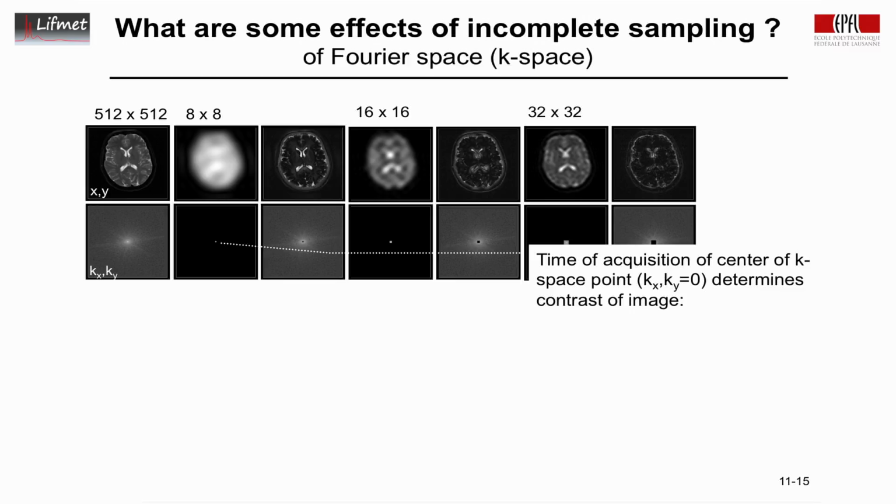Now, the one thing that we have to bear in mind is that the center K-space point determines the contrast of the image. And this comes from the center of K-space, that's S00, Kx and Ky equals 0, given by this expression here with Kx equals 0 and Ky equals 0. So this is the Fourier transform of the magnetization. That's what we are detecting.